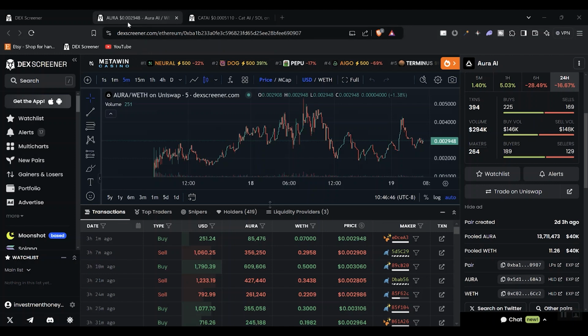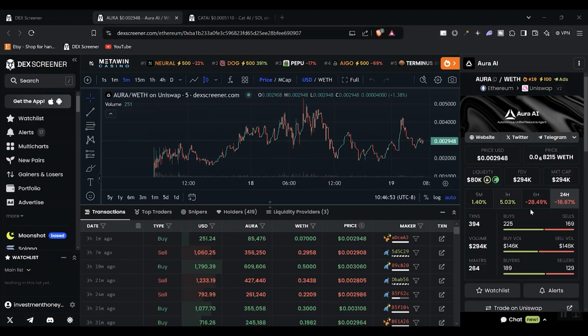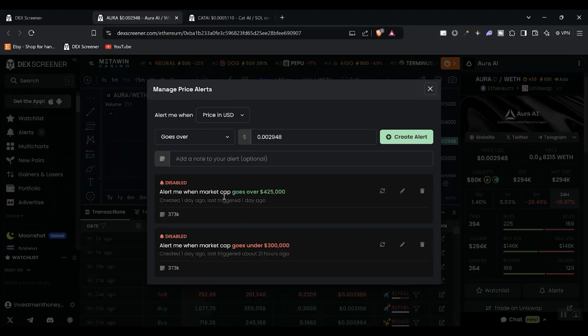I've got the tab open here on Aura, which is one that we talked about yesterday. If we take a look real quick, right away at the alerts, we've got both of these disabled, which obviously means both of these triggered. We saw this one originally at 373K. This is what the posted market cap was when we found it.